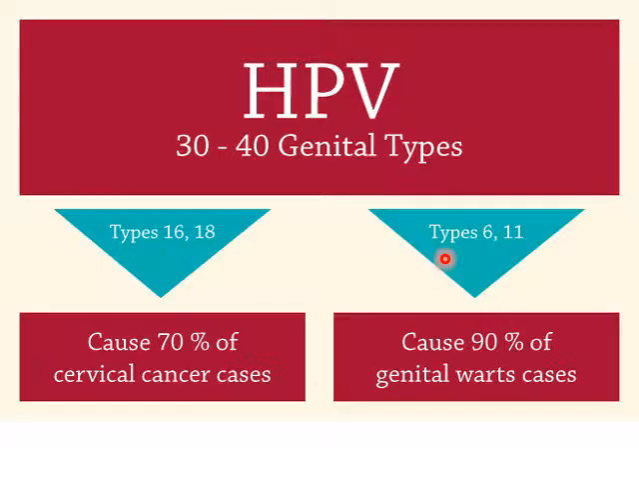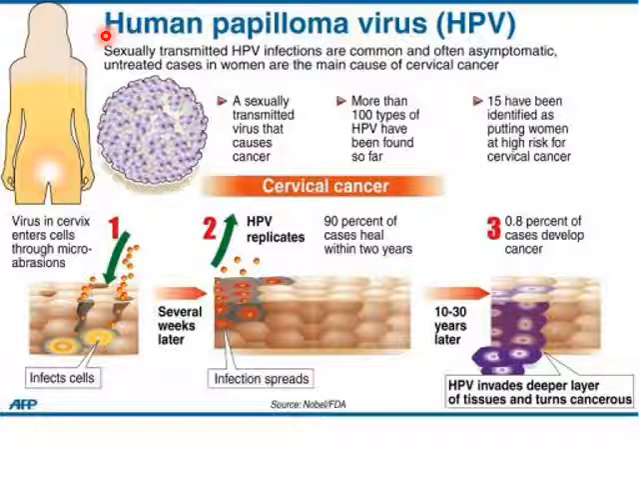And types 6 and 11 are known to cause the benign lesions, as I told you earlier, the genital warts. So types 16 and 18 are most commonly responsible for the malignant conditions, and types 6 and 11 are responsible for the benign condition. HPV is a common sexually transmitted viral infection, and remember that if the patient is asymptomatic and untreated, it is the main cause of cervical cancer.